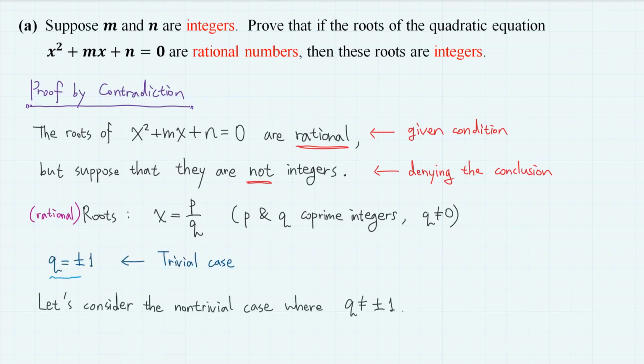Here, q equals either plus 1 or minus 1 is a trivial case, which makes the roots obviously integers. So let's consider the non-trivial case where q is not equal to plus or minus 1. That is, x equals p over q is not an integer, as we intended.